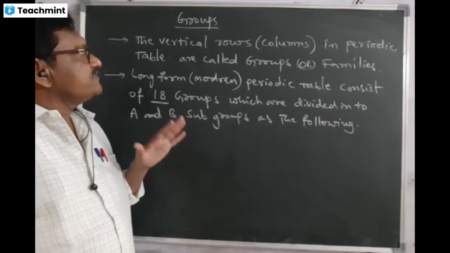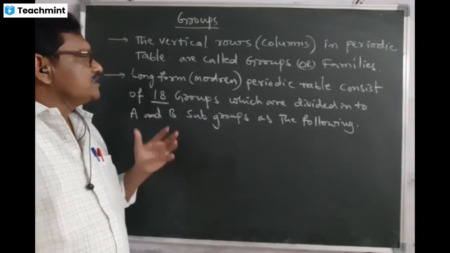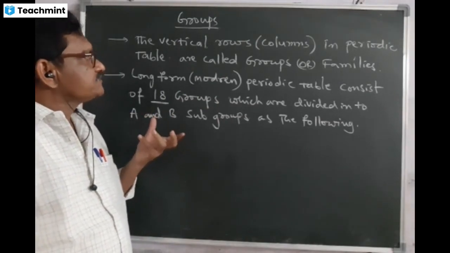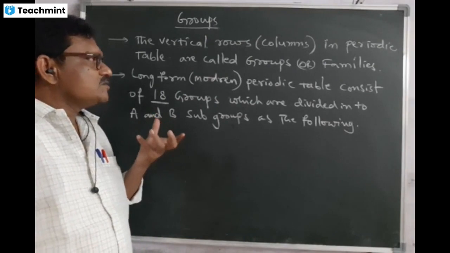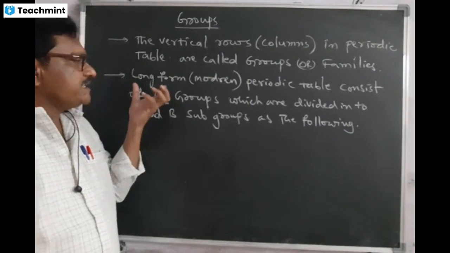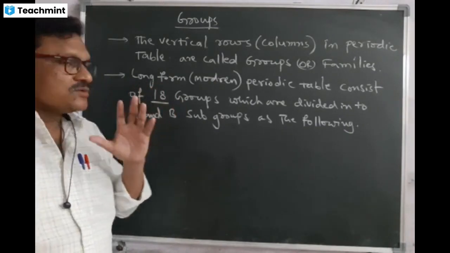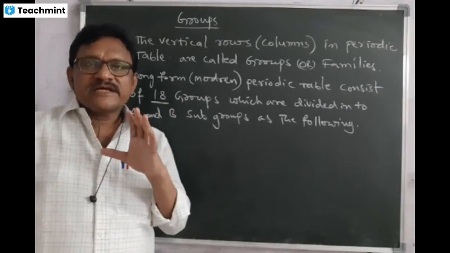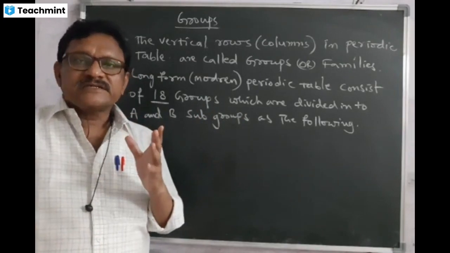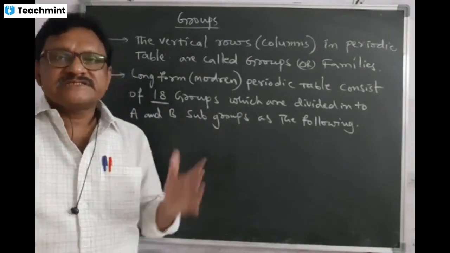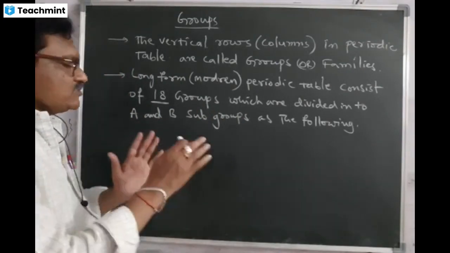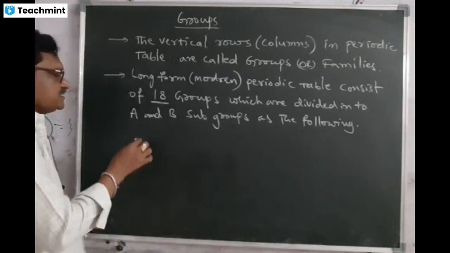So we are studying the information about groups which are present in the periodic table. So in the periodic table, what are groups? That means the vertical rows or columns in the table are called groups, and these are also called families. So the long form periodic table contains a total of 18 groups, which are again subdivided into A and B groups for understanding or for studying the chemistry easily. So I show 18 groups here for your clear understanding.